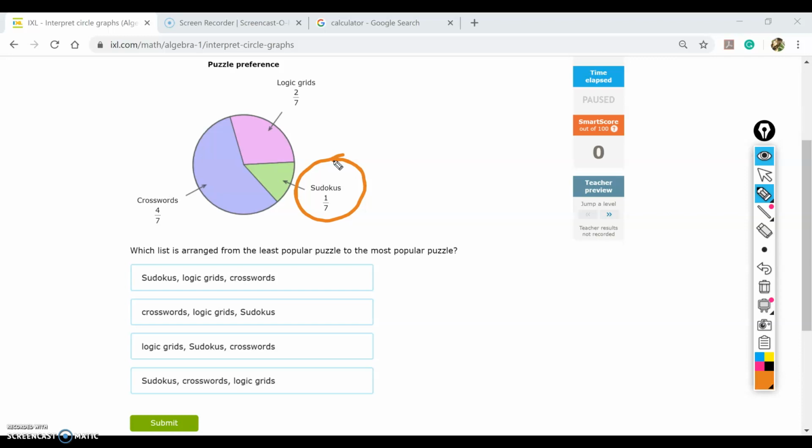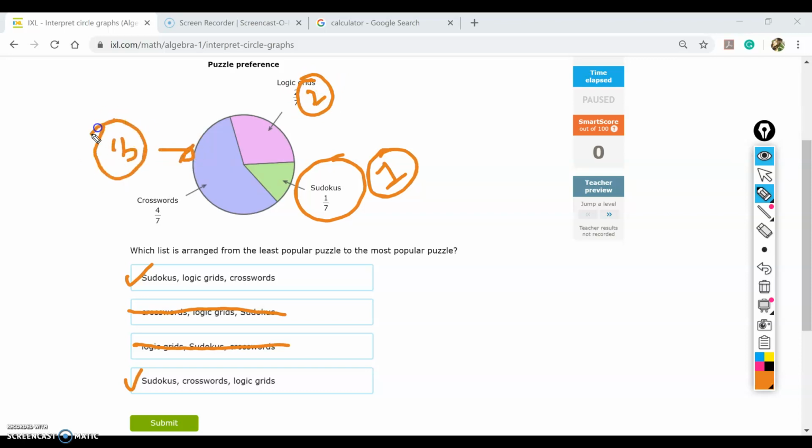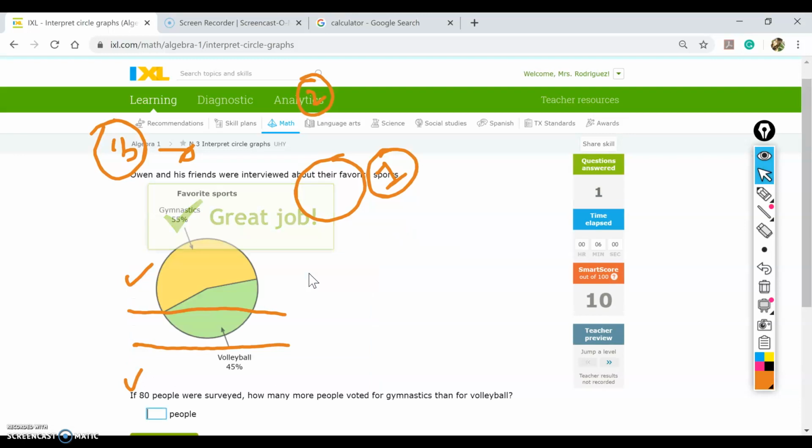So that's going to be my first option, which is, it could be the first one or the last one. It's not going to be this one or this one. Now, then to the most popular. So if this one is the first one, then look at the area for this one here. That's the second one. And look at this area here. That would be the third one. So the order would be Sudokus, logic grids, and then crosswords, which in this case is the first one. Now let's see if that is correct. And we got it right.